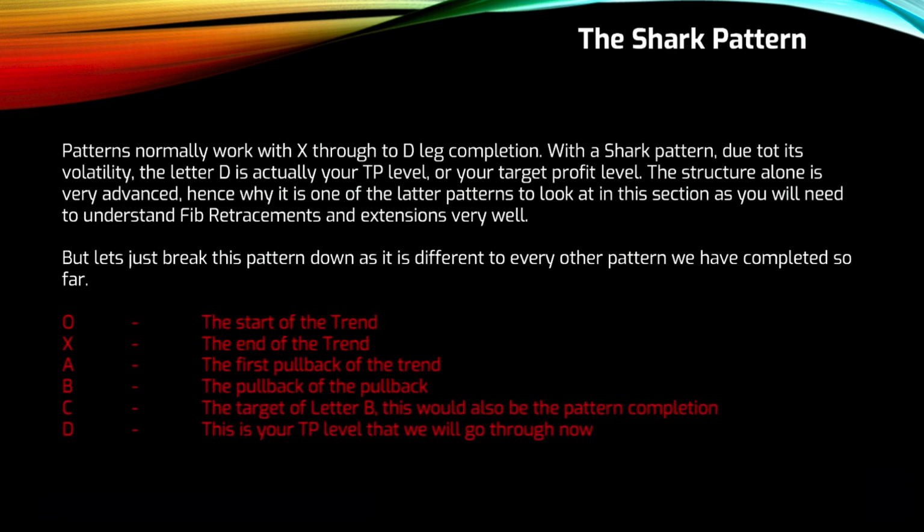So the shark pattern then, right. Patterns normally work through X to D leg completion. If you've already done the rest of this pattern series or the harmonic section, you'll know that we start from X to A to B, B to C, C to D, pattern completion. The shark is completely different. And the reason it's different, hence why it's named the shark, is sometimes it can just keep swimming. So therefore we need to set these extensions as areas. So we're always trying to jump in front of our next zone.